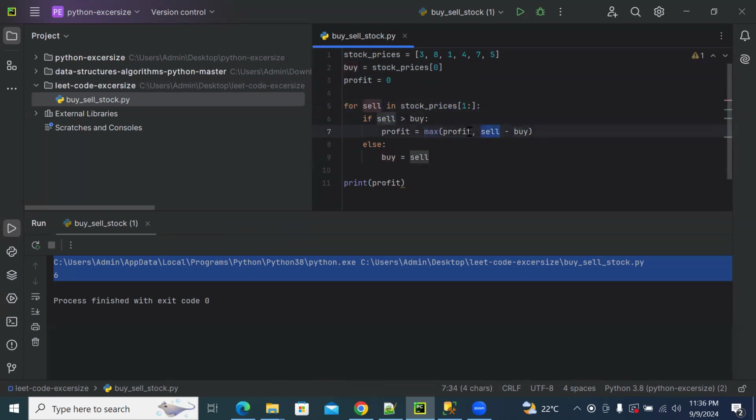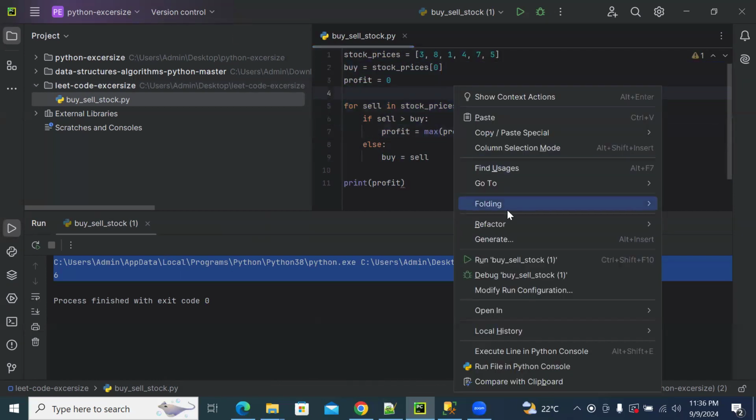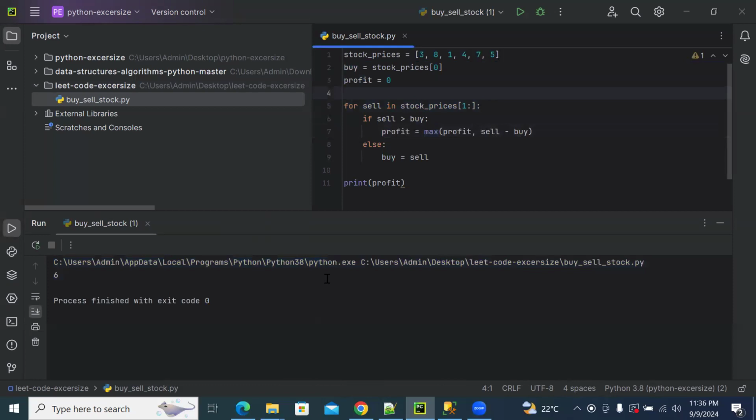then you're taking a profit by subtracting buy from the sell. At the same time, since we are iterating through the loop, we have to take the maximum profit. So we are saying maximum of the profit, which is initialized from the last iterations, and sell minus buy from the current iteration. Whichever is the max will be assigned. If sell is less than buy, then you reassign buy to sell, and this is the working solution.